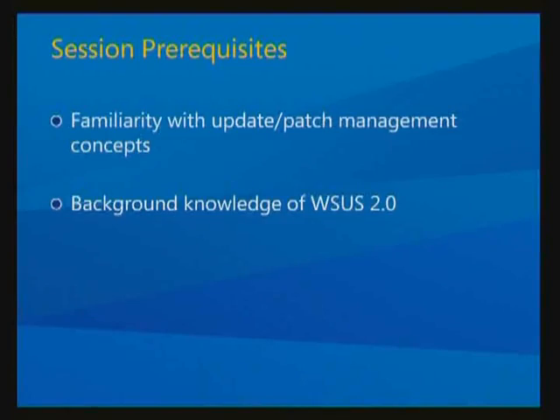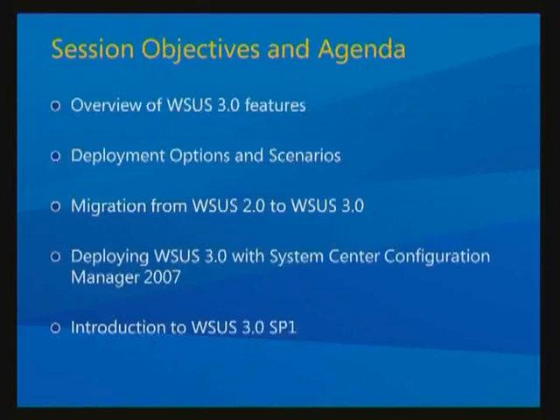Some of the prerequisites were basically knowing about general patch management and familiarity with WSAS 2.0, so I don't repeat a lot of material that you may know already. So we'll briefly go over the WSAS 3.0 features for those that haven't deployed it yet. We'll walk through some of the deployment options and some key items that you need to be aware of and things that you need to take care of. We'll talk about what if you're deploying WSAS 3 with System Center Configuration Manager 2007, since it relies on WSAS 3.0 for its update management. And then I'll introduce what changes are coming in WSAS 3.0 SP1. Okay, that's something new, so hopefully it'll be interesting.